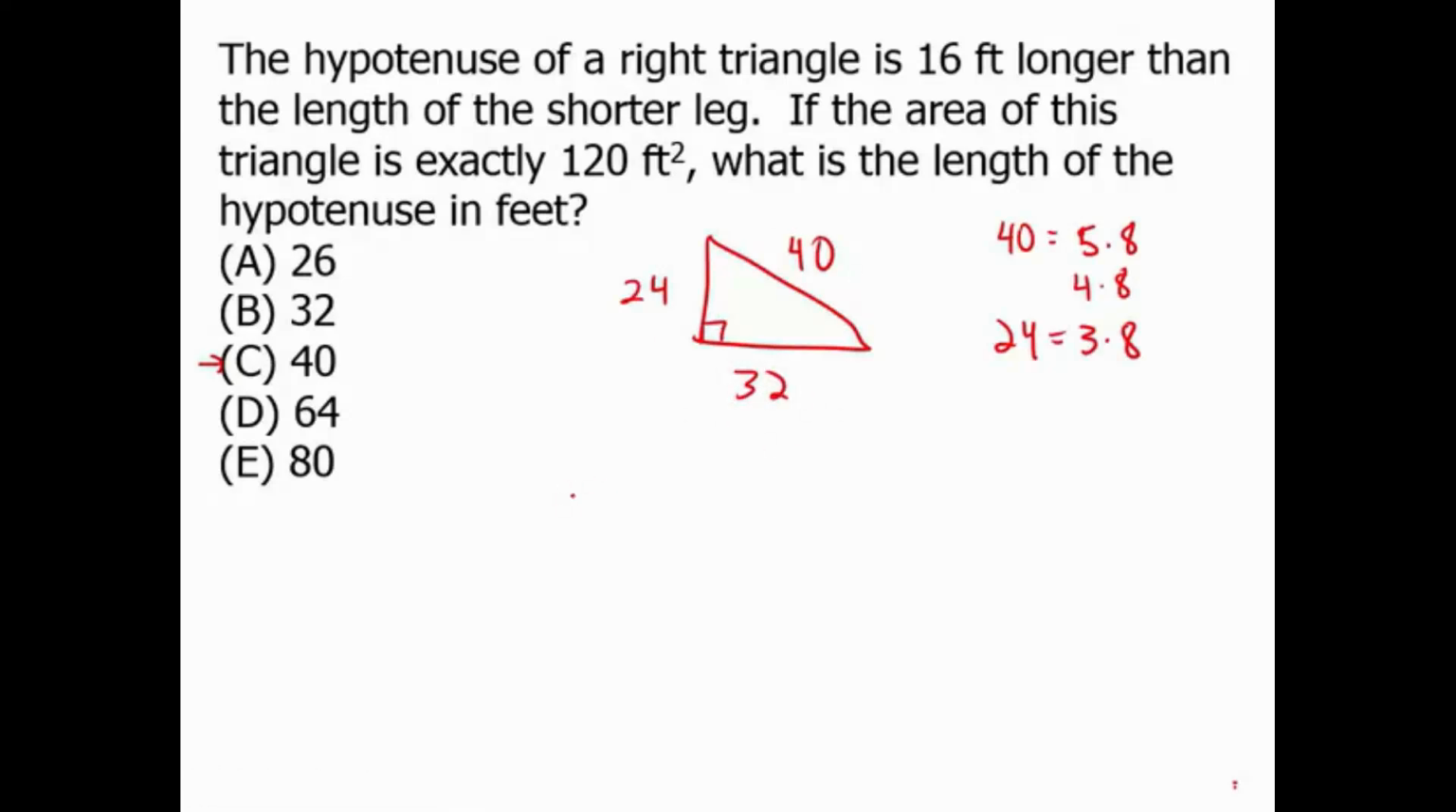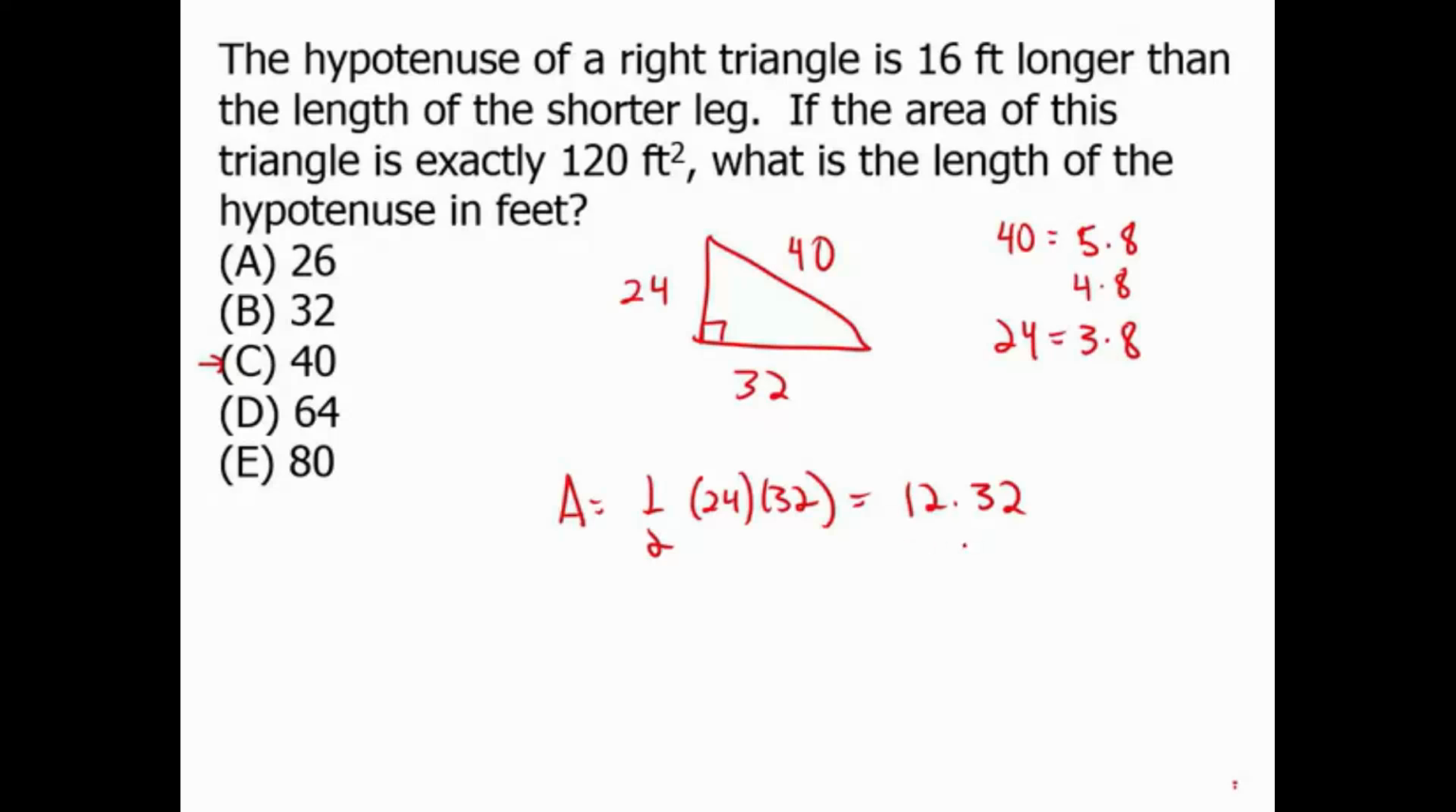What's the area of this? Area equals 1/2 base times height. 1/2, 24 times 32. I'm going to write this as 12 times 32. Well, 12 times 32 is obviously bigger than 10 times 30, which is 300. So this is much, much bigger.